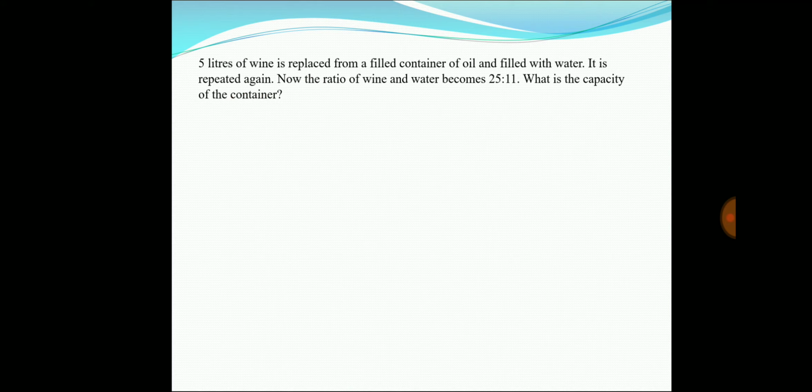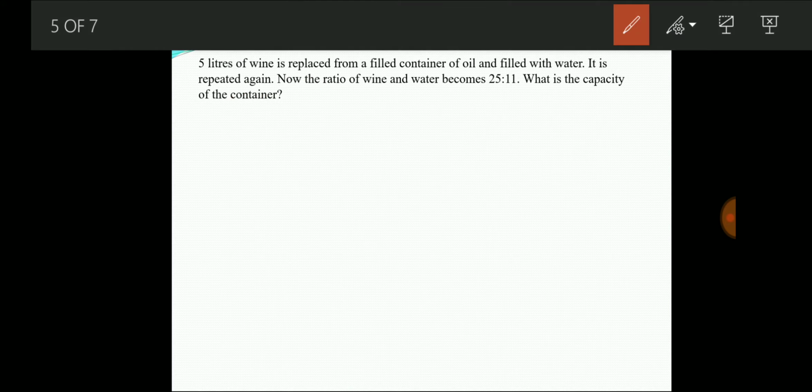Now by now I think you can solve this question very simply. 5 liters of wine is replaced from a filled container of wine and filled with water. So it is repeated again. Now the ratio of wine and water becomes 25 is to 11. What is the capacity of the container? Wine is 25, water is 11.